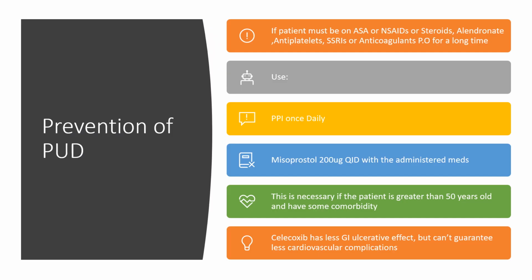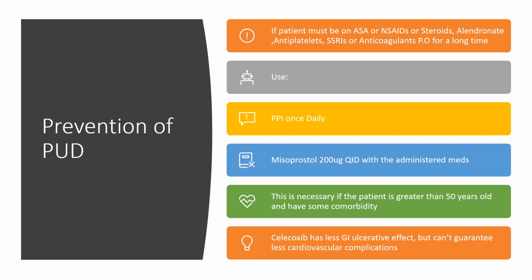Prevention of peptic ulcer disease. A patient must be on aspirin, an NSAID or steroids, alendronate, antiplatelet, selective serotonin reuptake inhibitors or anticoagulants per oral for a long time. Then use what? PPI, proton pump inhibitor, once daily. Give misoprostol 200 micrograms 4 times daily while you are administering the said medication listed above. This is necessary if the patient is greater than 50 years old and has some comorbidities. That is, there is nothing you can do.